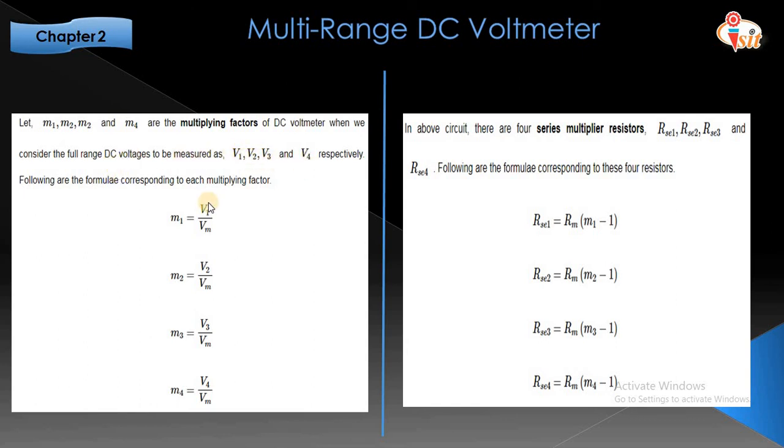These are the different multiplying factors for the 4 ranges V1, V2, V3 and V4. First one: M1 is equal to V1 upon Vm. M2 equal to V2 upon Vm. M3 equal to V3 upon Vm. M4 equal to V4 upon Vm. In the above circuit there are 4 series multiplying resistances RSE1, RSE2, RSE3 and RSE4.